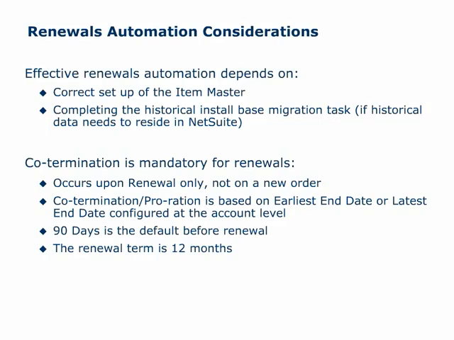Co-termination is mandatory for renewals and occurs upon renewal only, not on a new order. Co-termination proration uses earliest end date or latest end date. These concepts are covered in the renewals automation lesson.